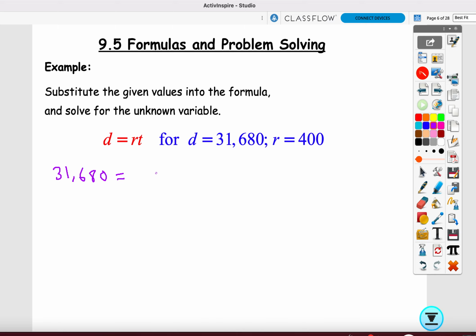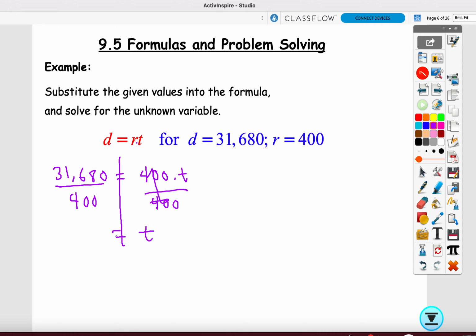31,680 equals 400 times T, because R and T are being multiplied. We want to solve for the unknown variable. What's the only unknown we don't know? We don't know T. So now we use algebra to get T by itself. Since 400 and T are being multiplied, we're going to divide by 400 on both sides. This becomes 1. Then we get T by itself.